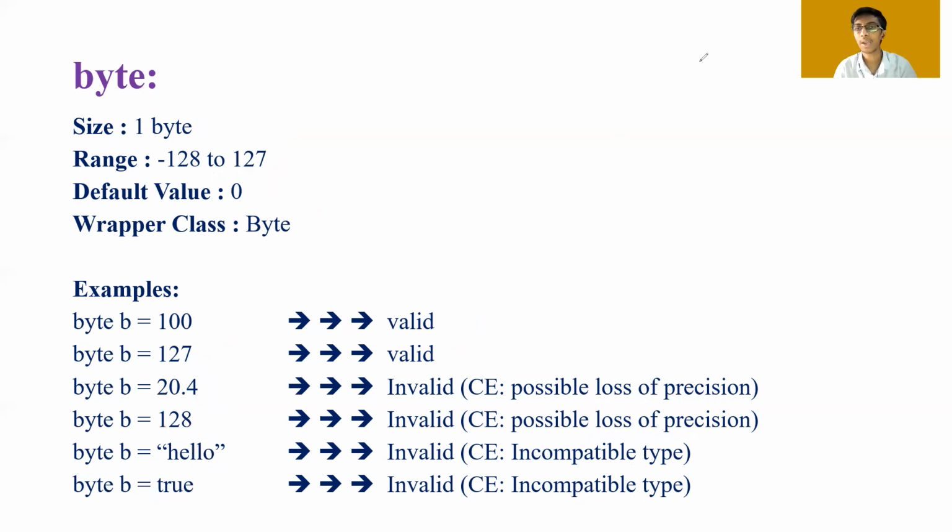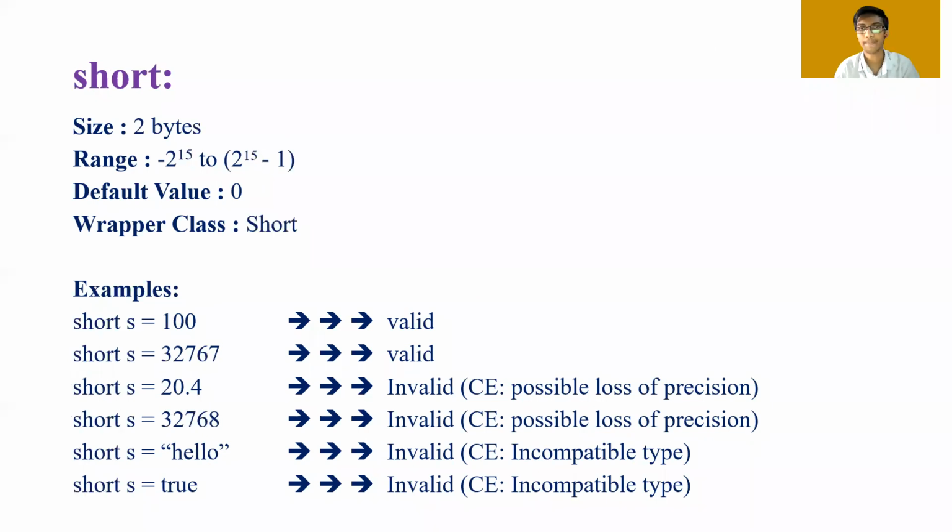Now the next data type we are going to see is the short data type. The short data type takes 2 bytes of memory. The range is minus 2 to the power 15 to 2 to the power 15 minus 1. Very simple: the size is 2 bytes, which means 16 bits. It represents 16 bits.